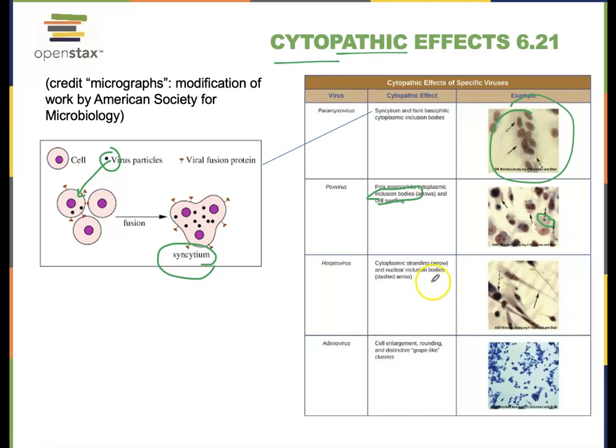Then you have cytoplasmic stranding. So some cells just take on this weird process, you know, a really long piece of their cytoplasm is formed. And you have nuclear inclusion bodies. And then here we have a grape-like cluster. So in these different examples, you can see that viruses, when they infect animal cells, can lead to really weird changes of their shape, their morphology.